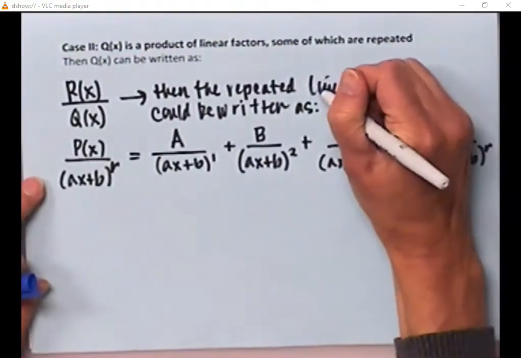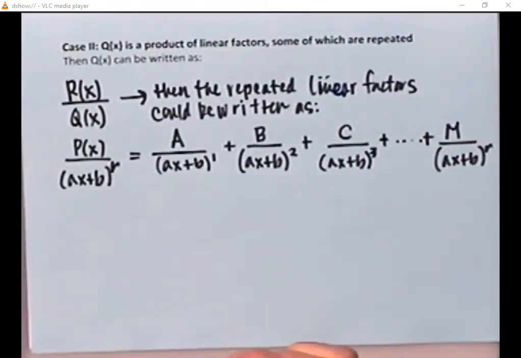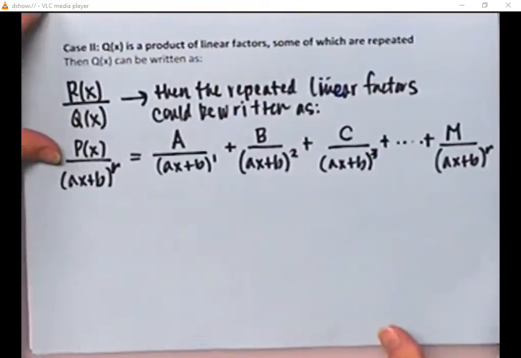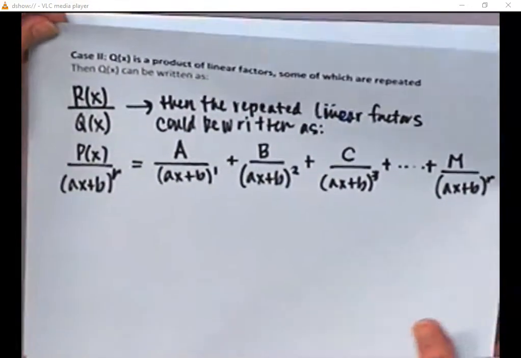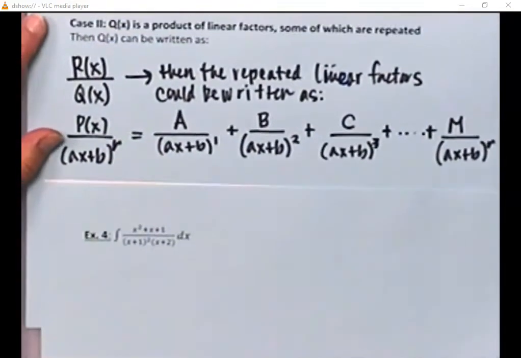Linear. Yep, linear is the key word there. The repeated linear factors can be written as the following. We'll probably be more clear once I show you a picture of one. What does this look like? Hopefully. Question?